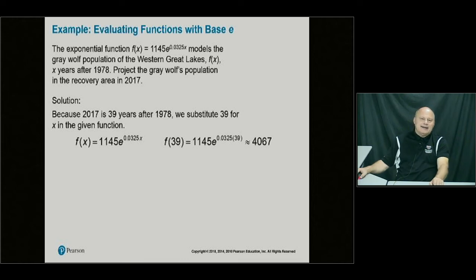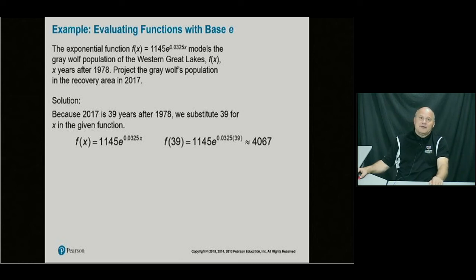After you put the 39 in, you'll get 4,067. Now, it's not going to be exact, but that's why it says approximately 4,067. And remember what you're trying to do. You're projecting the gray wolf's population in the recovery area in 2017. So in 2017, they expected 4,067 wolves.